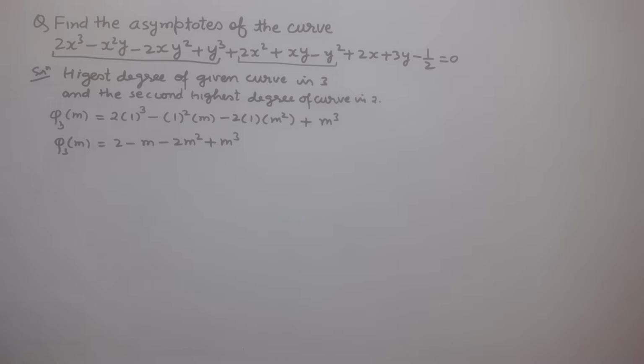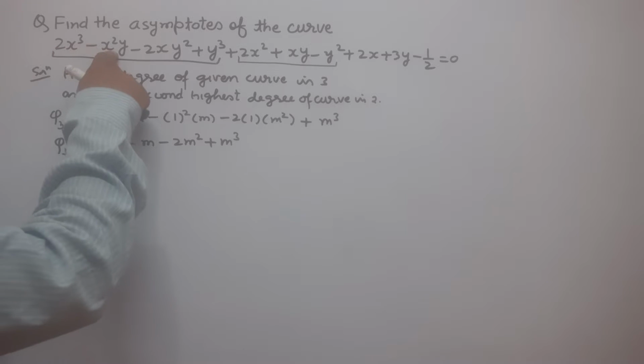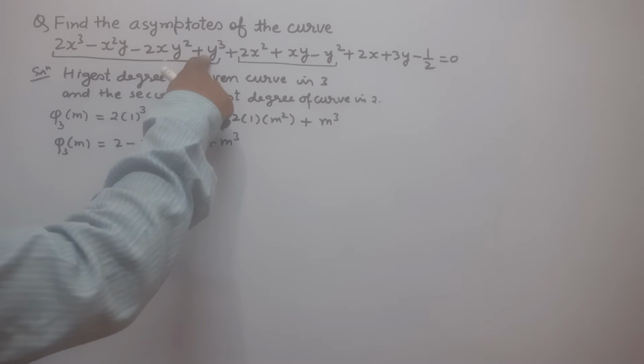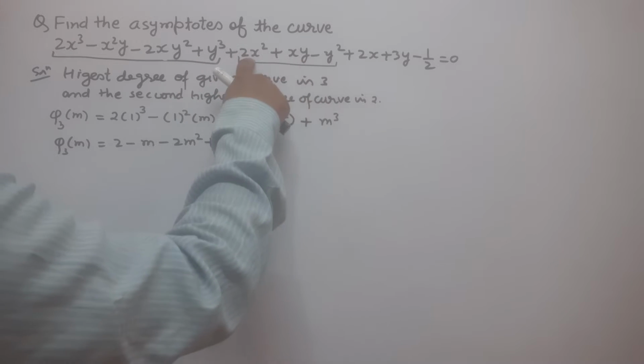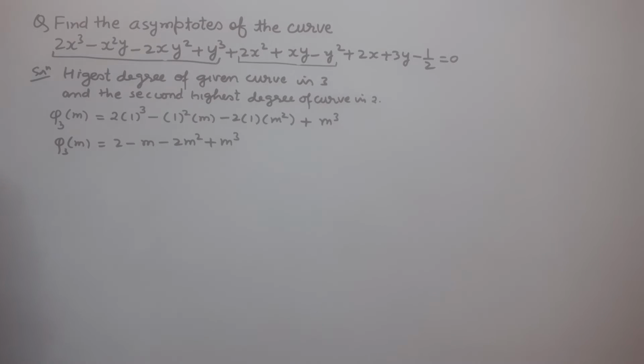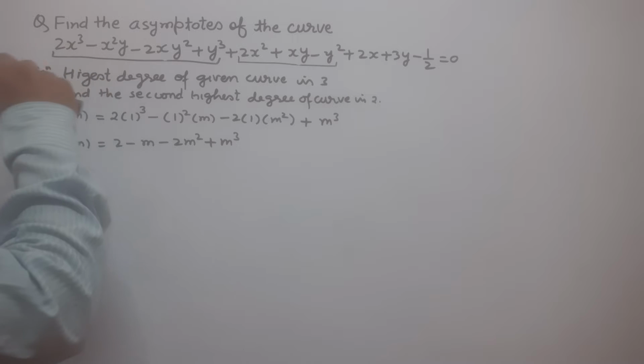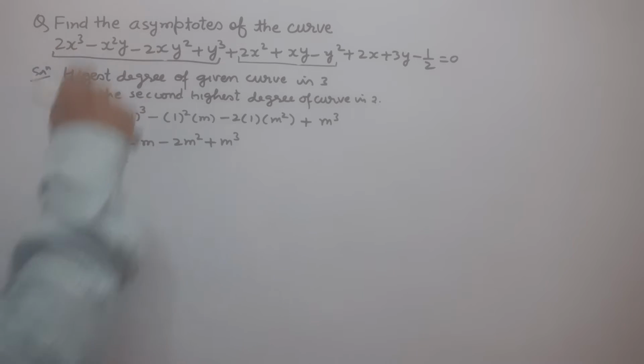You can see here that the highest degree of the equation of the given curve is 3 and the second highest degree is 2. You can see here there are 4 terms of degree 3: 2x cube minus x square y minus 2xy square plus y cube, and here are 3 terms of degree 2, that is 2x square plus xy minus y square. First we find here phi 3m. For finding phi 3m, we put x equal to 1 and y equal to m in place of x and y in all the terms of degree 3.